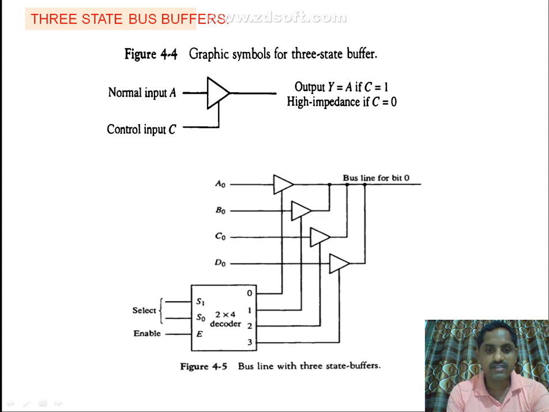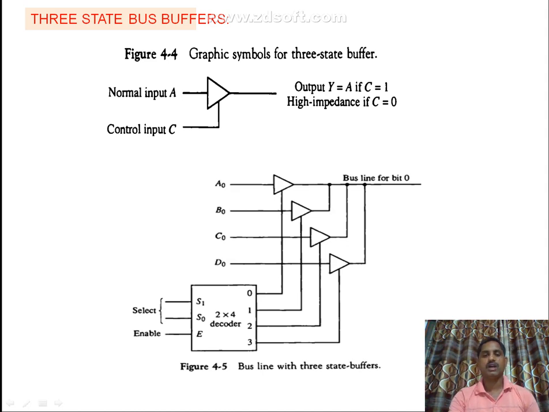See here, S1 S0 are the select inputs and E is the enable. We can use the 2x4 decoder and the 3-state buffers with inputs A0, B0, C0, D0 and decoder outputs 0, 1, 2, 3. Here the outputs of the 4 buffers are connected together to form a single bus line, and we must ensure that no more than one buffer is active at a time. When the enable input of the decoder is 0, all 4 outputs are 0 and the bus line is in the high impedance state, because all buffers are disabled. When the enable input is active, one of the 3-state buffers is activated, selected by the binary value of the select inputs of the decoder.